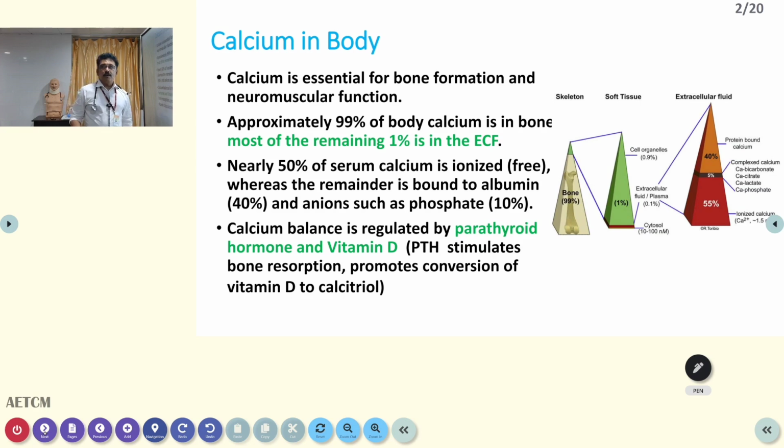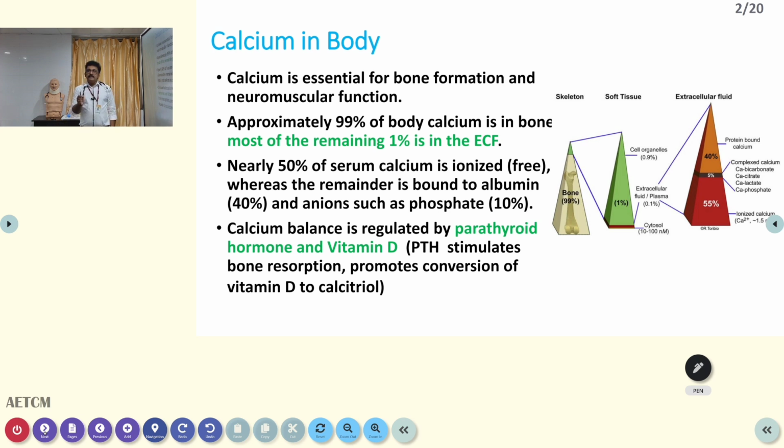Calcium is very important for bone formation. We all know that bone formation is done by calcium and vitamin D. Around 99% of the calcium in our body is in the bones, teeth, all these things, and only 1% is in the extracellular fluid. 50% of the serum calcium is ionized or free, and the other 40% is bound with albumin, and some is bound with phosphate.